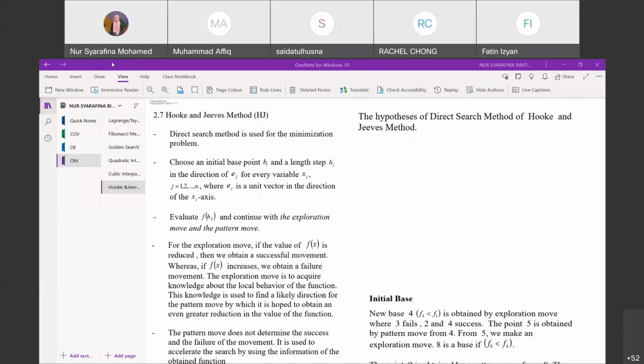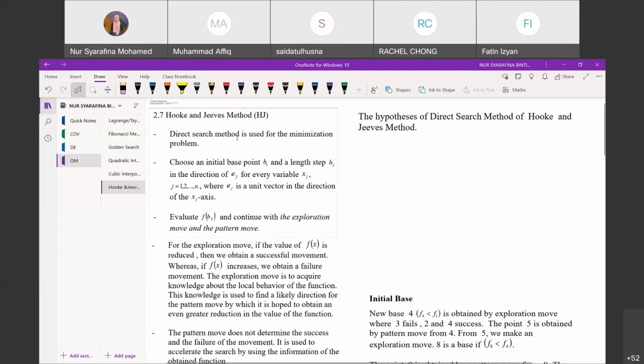Now the Hooke and Jeeves method is focused on the n-dimensional search method, where we still focus on direct search, but we have some sort of pattern search method. In order to implement the n-dimensional search, we use the pattern search approach. Let's take a look at this. In Hooke and Jeeves, we still have a direct search method.